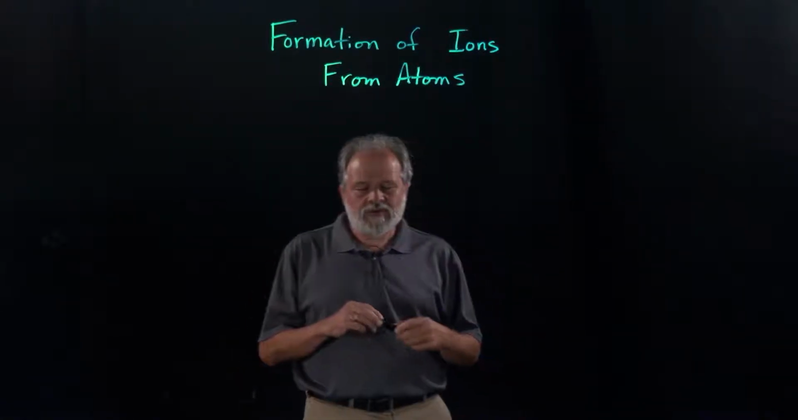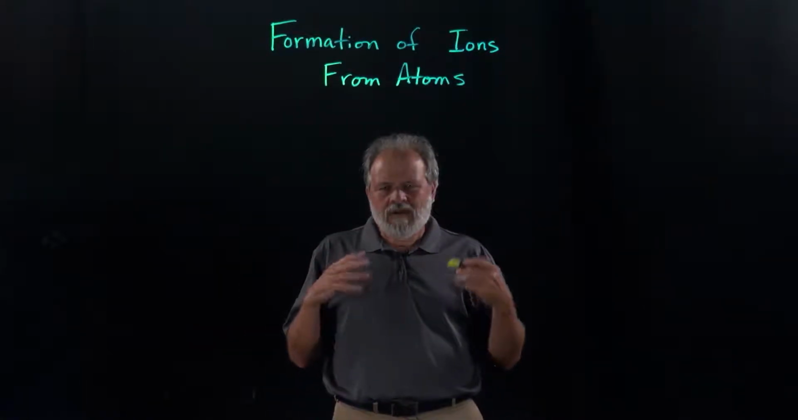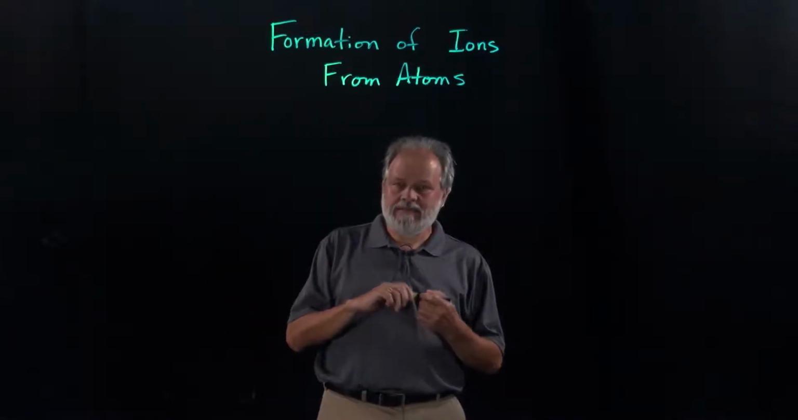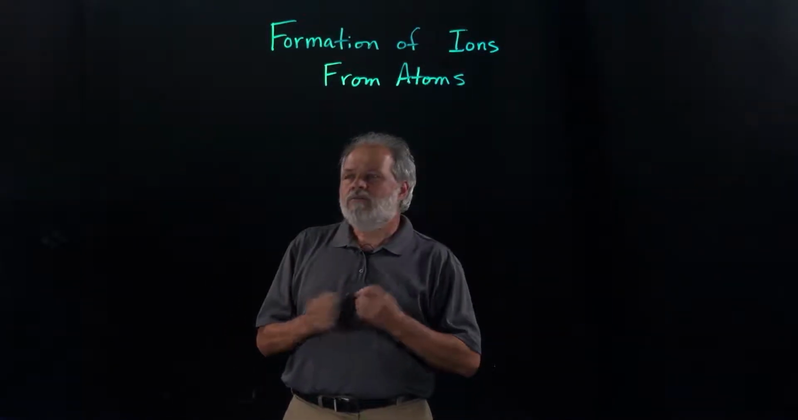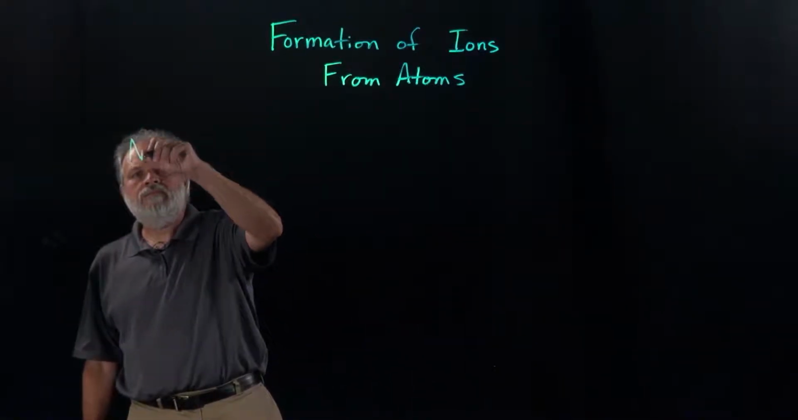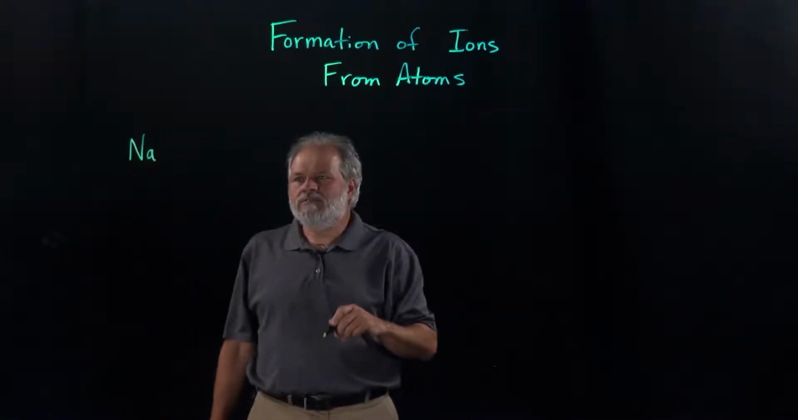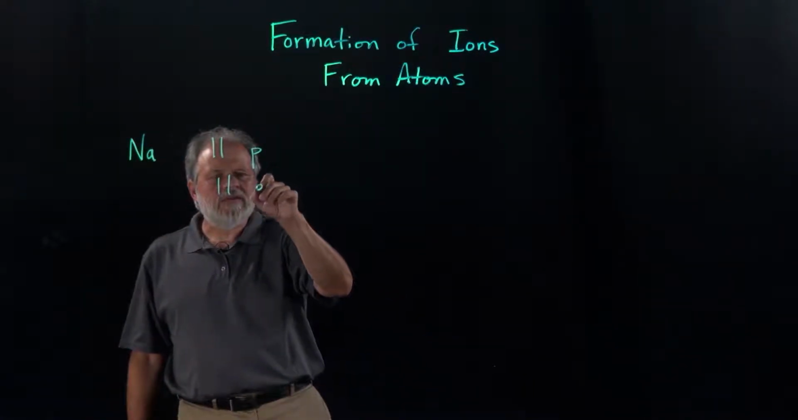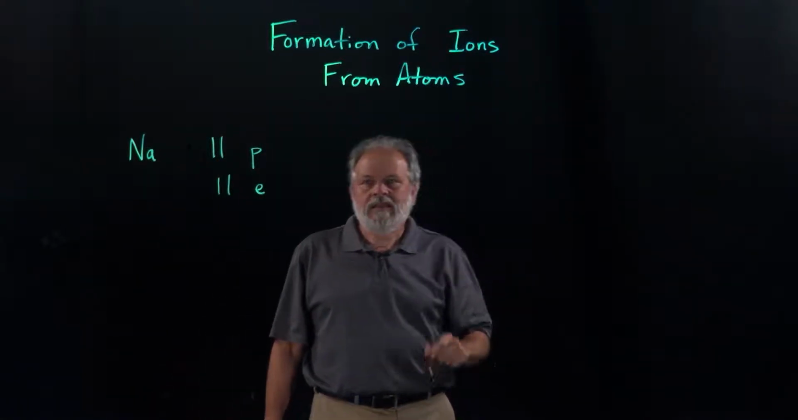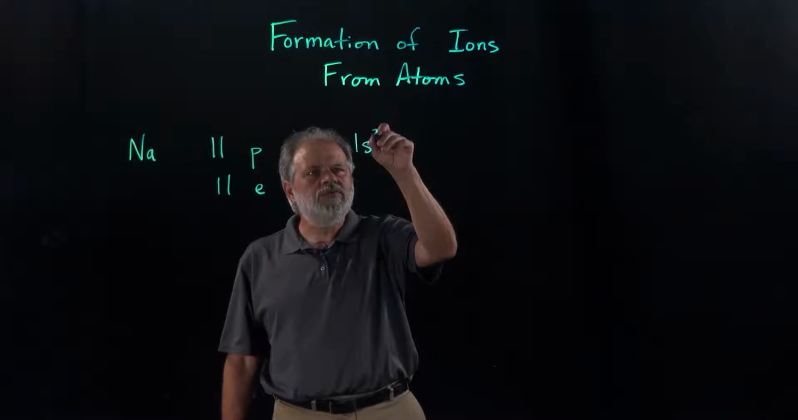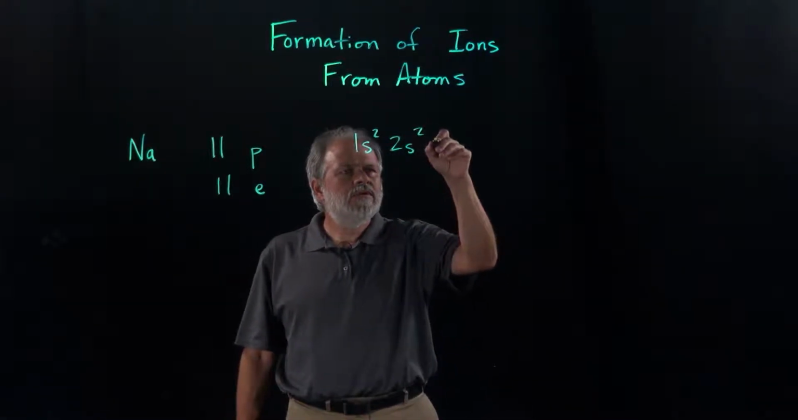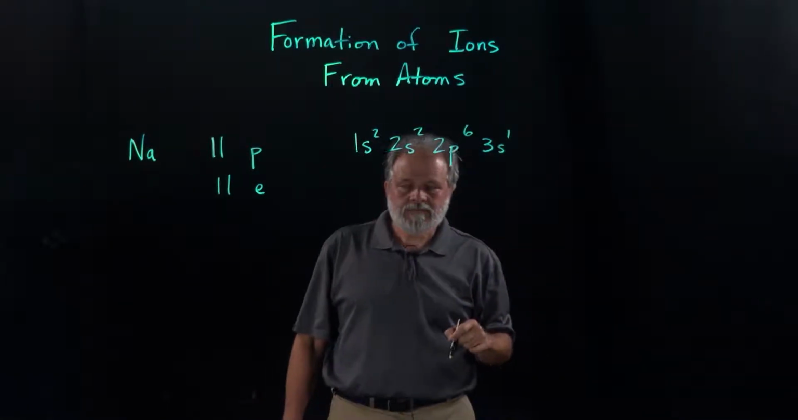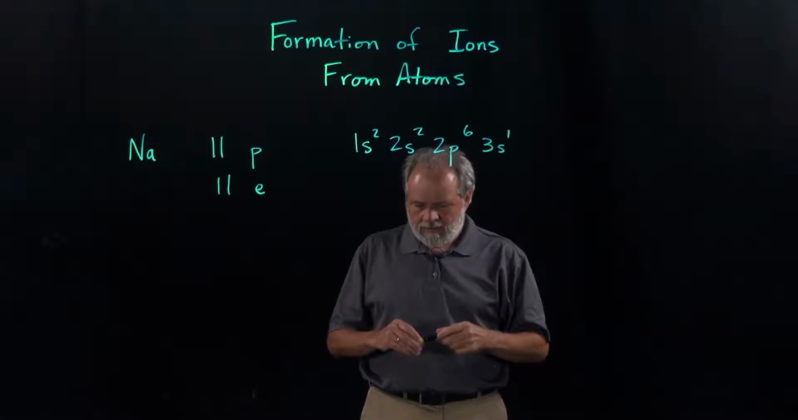The first example we're going to talk about is ions which consist of a single atom that has lost or gained electrons. For example, let's take sodium. In the periodic table, it's got 11 protons and 11 electrons. The electron configuration is 1s2, 2s2, 2p6, 3s1.